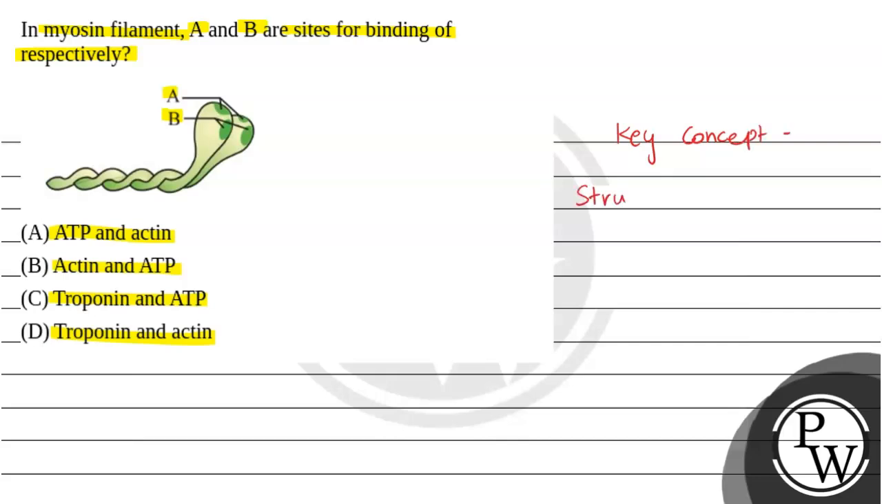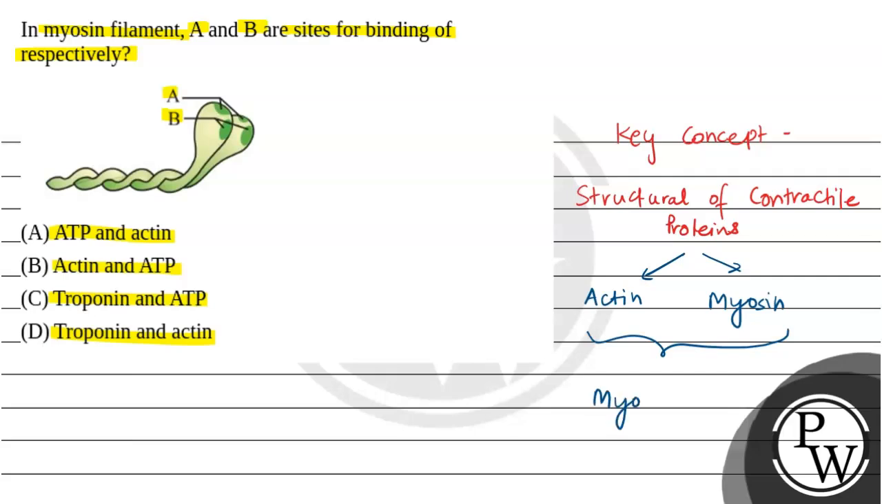structure of contractile proteins. Contractile proteins are basically two. First is actin, which is also called the thin filament, and second is myosin, which is also called the thick filament, and they together form a structure called the myofibril.